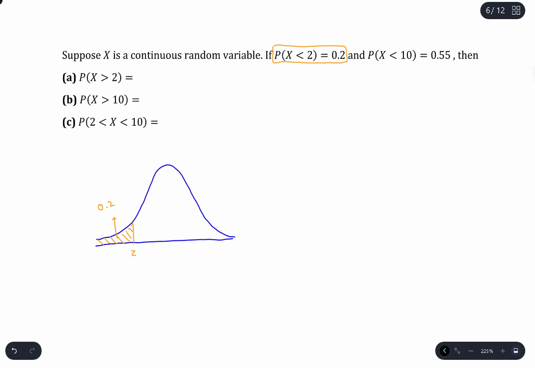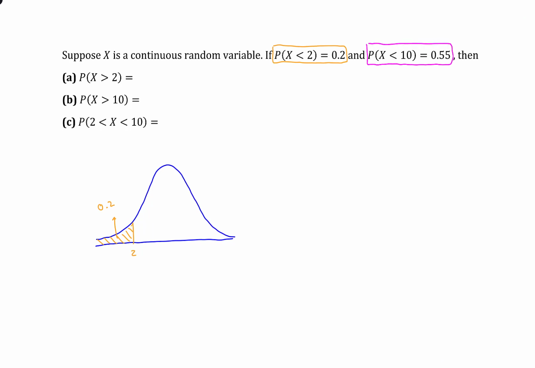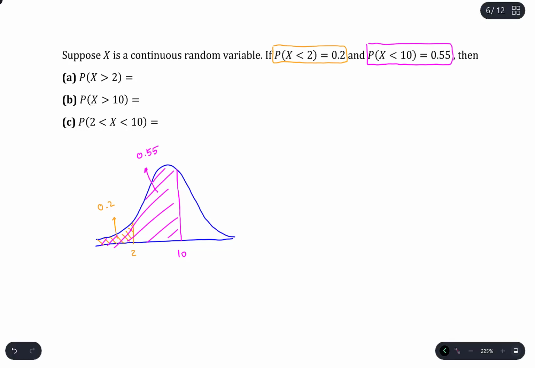All right, and then also I'm going to take a look at the probability that x is less than 10, and it's 0.55. So I'm going to put that maybe right here. And I'm going to say this total area entirely to the left of 10, which also includes that orange region, by the way. So that entire region is 0.55. Okay, so that's kind of what we were given now.